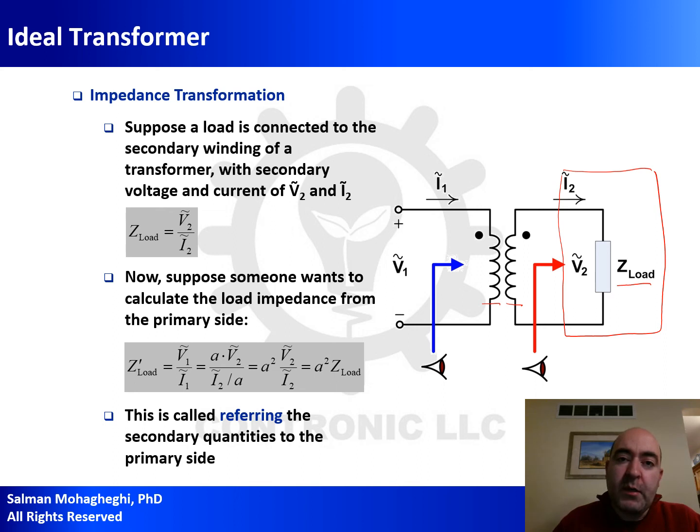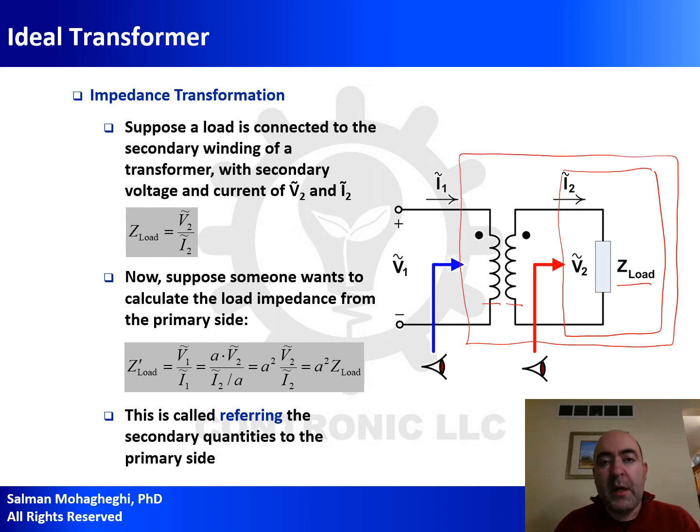However, imagine someone wants to measure the value of the impedance not from the secondary side but from the primary side. In other words, imagine this someone does not know what the transformer looks like, or what the load is. From that person's perspective, the transformer and the load are like a black box. All this person has is a voltmeter and an ammeter on the primary side. So in order to measure the value of the impedance that is connected to the transformer, this person would divide the voltage by the current. So you would divide V1 by I1.